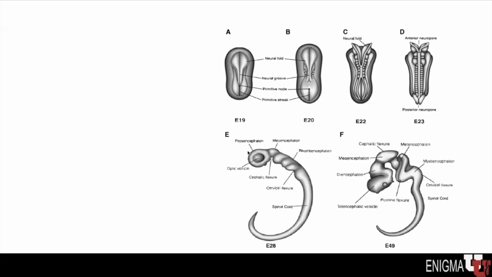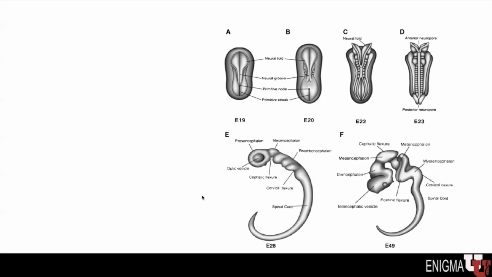So we have what will later become the forebrain here, the midbrain, and the hindbrain. And by embryonic day 49, you can see those differentiated a little bit better. So we have the telencephalon developing here, the diencephalon, the mesencephalon or the midbrain, the metencephalon, so the pons and the cerebellum, and the myelencephalon, that medulla oblongata, and then down below, more caudally, the spinal cord.